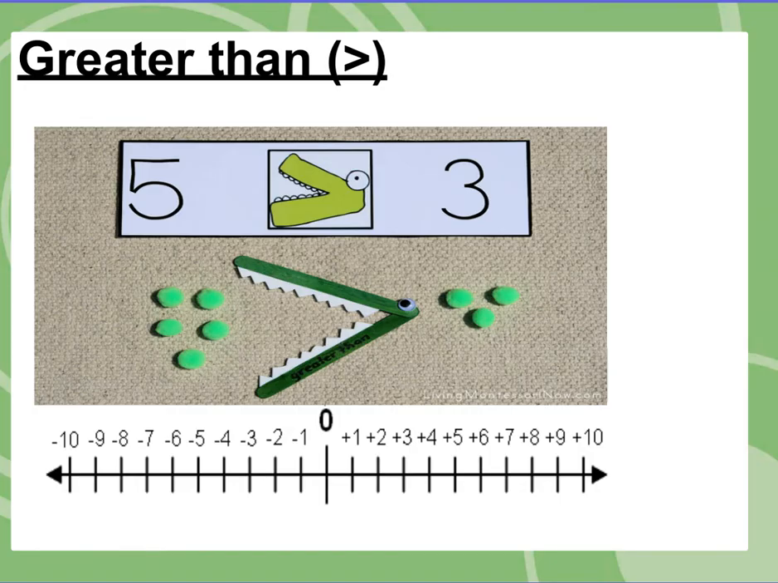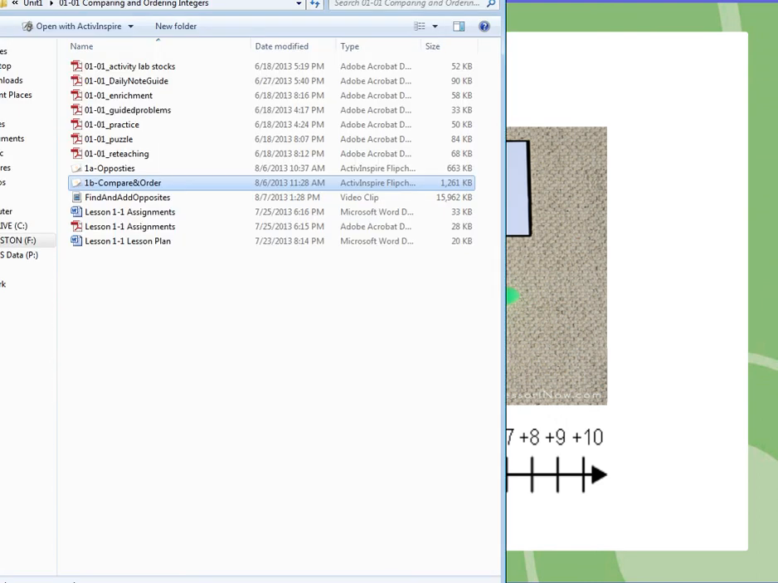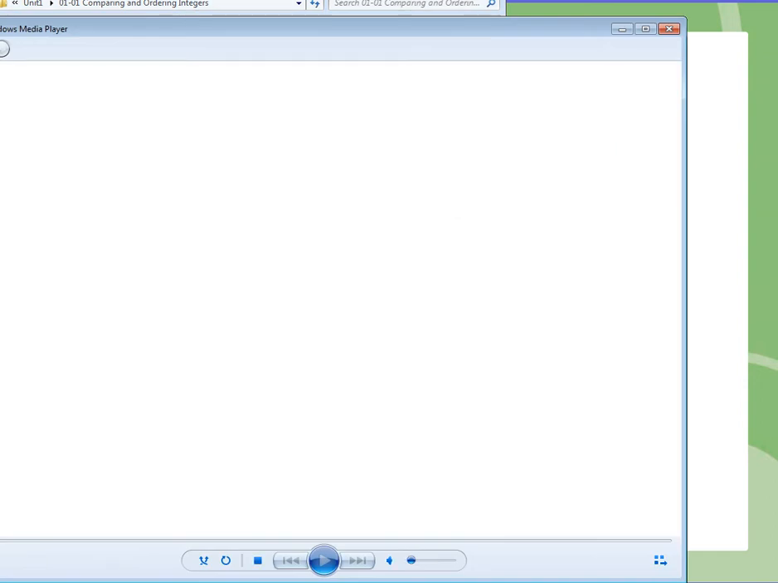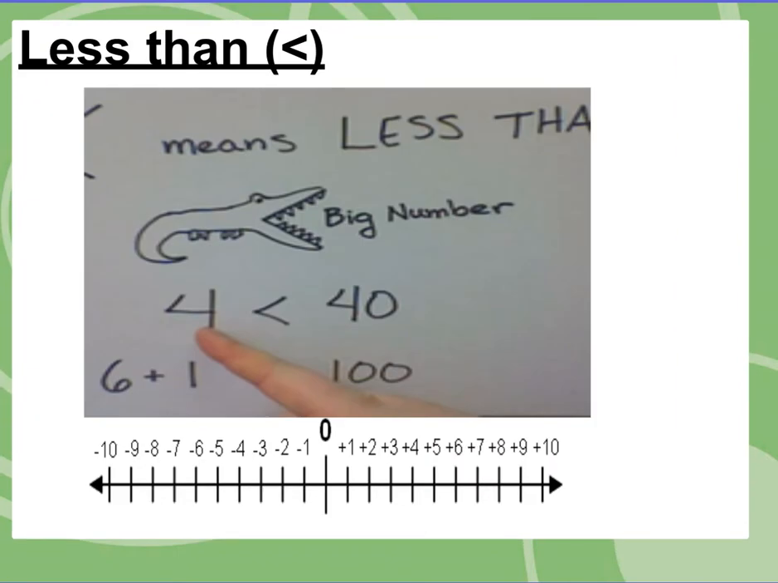All right, our first vocabulary word is greater than. I'm a stickler. You are not going to use the alligator thingy eats the number 5. I'm expecting you to use the vocabulary word of greater than for the symbol, just like I'm expecting you to use the vocabulary word of less than for the less than symbol. Make sure you have both of these in your notes.